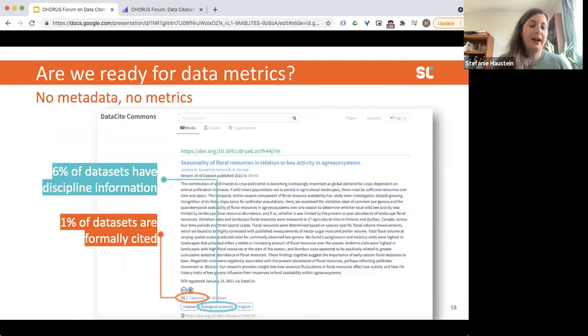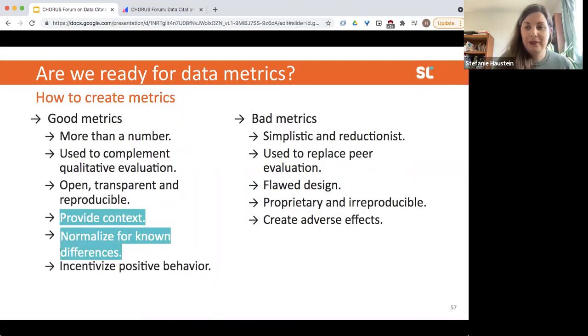Next slide. Yeah, thanks. Can you go back one? Sorry. We need the metrics that we create to provide context. So I mentioned this earlier already. We need, for example, disciplinary information to normalize by discipline, by subject area, because we already know that data production looks very different in different fields. So we can't just say, creating 10 data sets is great, because it will look very different for somebody in, let's say, cancer research compared to history.